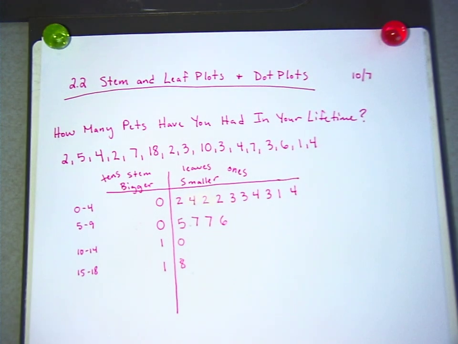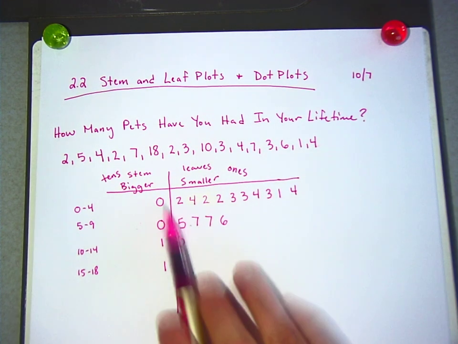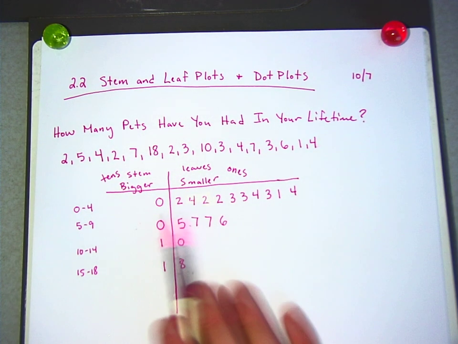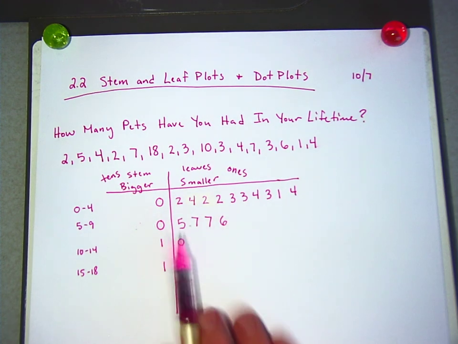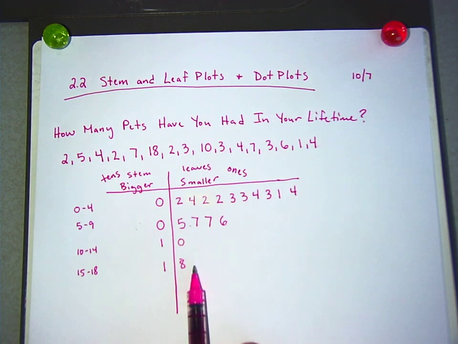Do you see how this really shows you how your data is spread out? Most of us are between 0 and 4. We've got some people here between 0 and 7, a 10, and an 18.